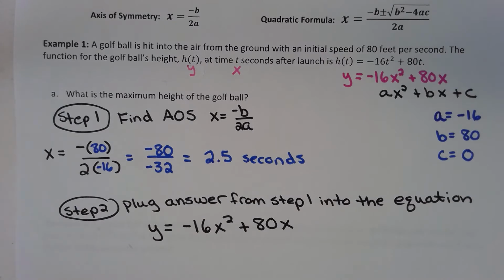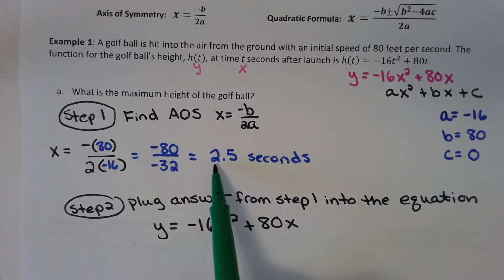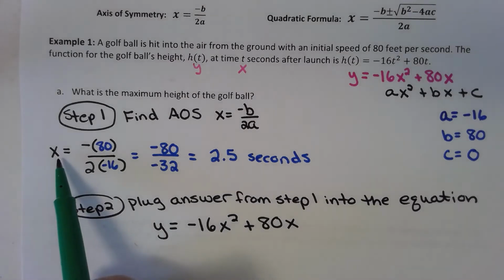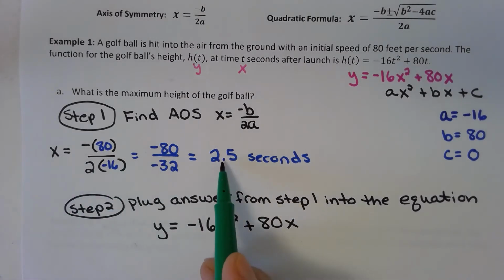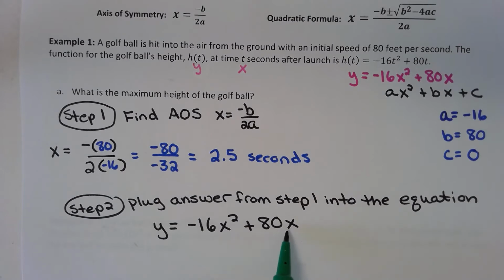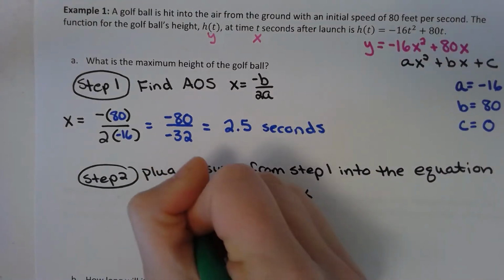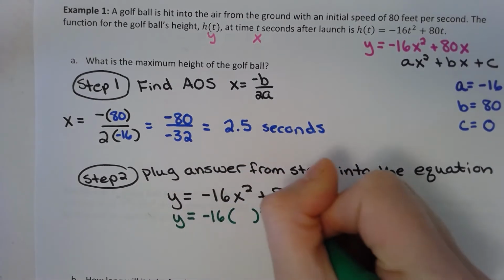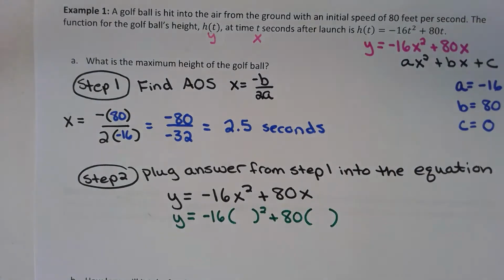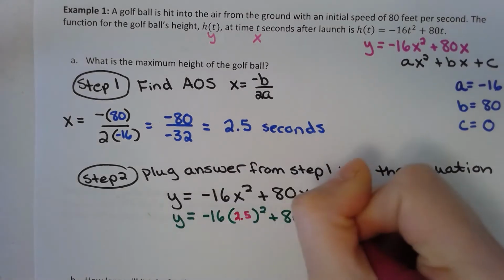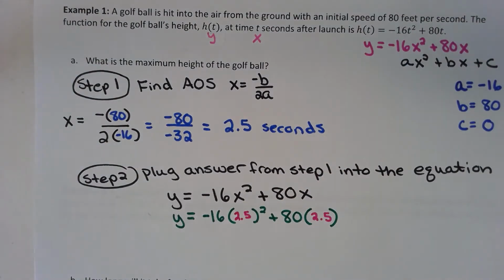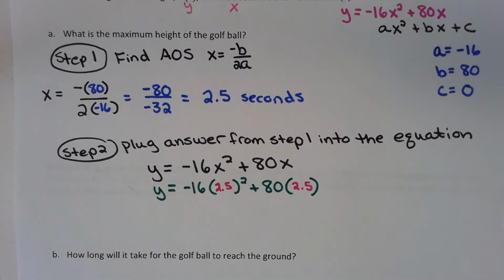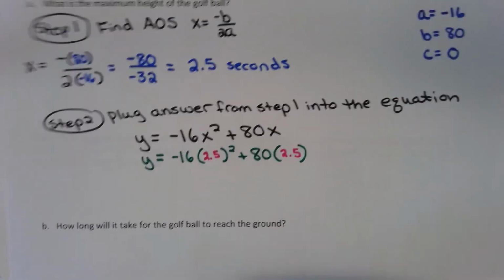So what you need to realize right here is that whenever we had 2.5 seconds, that's an x or a t value, which means that we are going to plug 2.5 in place of both of the x's in that problem. So I still have the y equals negative 16, I'm going to put parentheses squared, plus 80 times a set of parentheses. So I just replaced the x's with parentheses. And the exponent does need to be on the outside of those parentheses. Now I can plug in 2.5, just like that. Now I'm going to act as if nobody has a calculator, so I'm going to show you how you would do this by hand first.